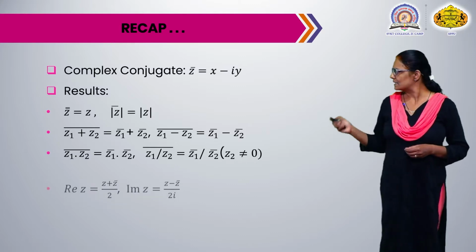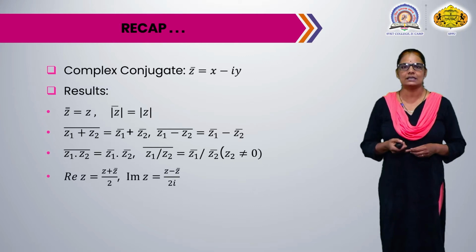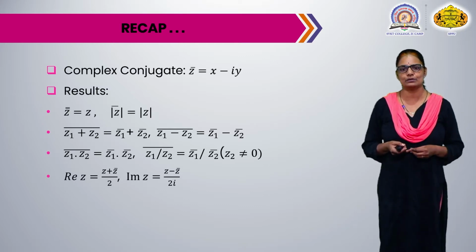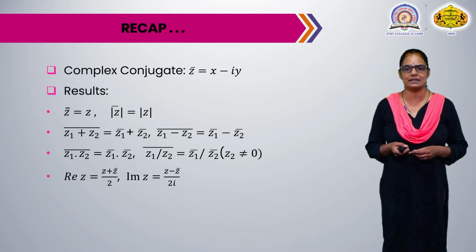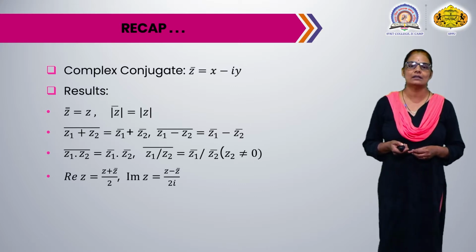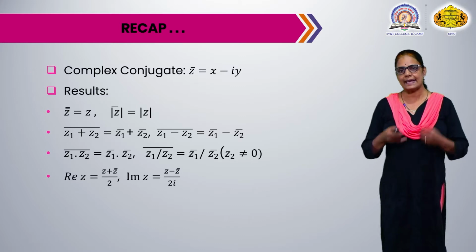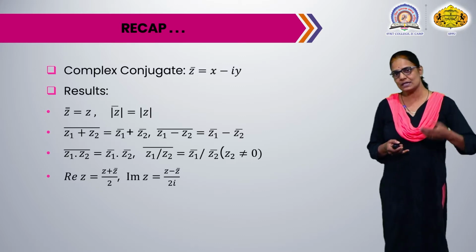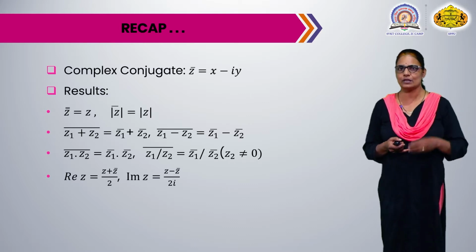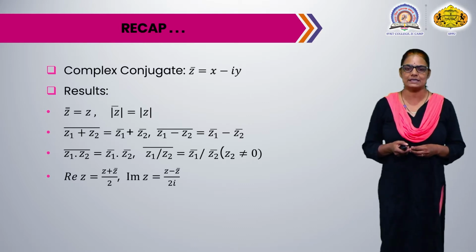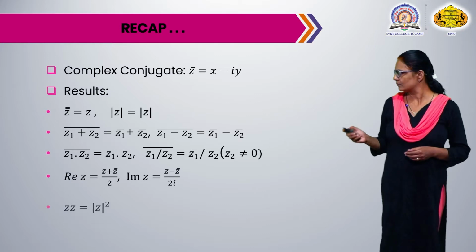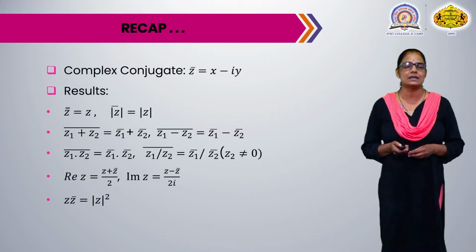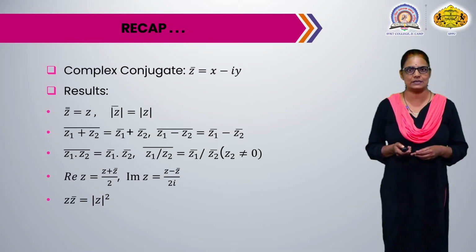Also we have studied some results. The real part of z can be expressed as z plus z bar upon 2, and the imaginary part is z minus z bar upon 2i. We also studied some examples using the complex conjugate, and proved some identities using the complex conjugate of a complex number. One of the results is z into z bar equals mod z square.